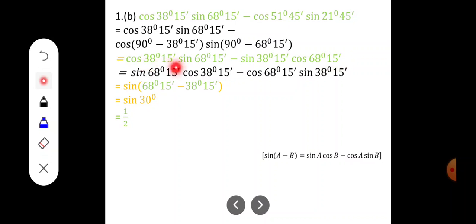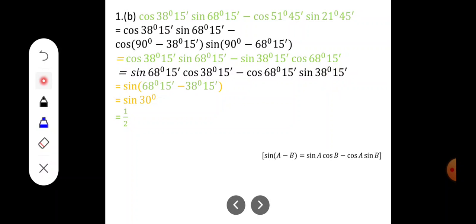Now here we get formula A minus B. First we arrange this line, this equal this, and this we put here, and cos 68 degree 15 minute we put here. Now look, sin A cos B, cos A sin B. We consider 68 degree 15 minute equal A, 38 degree 15 minute equal B.